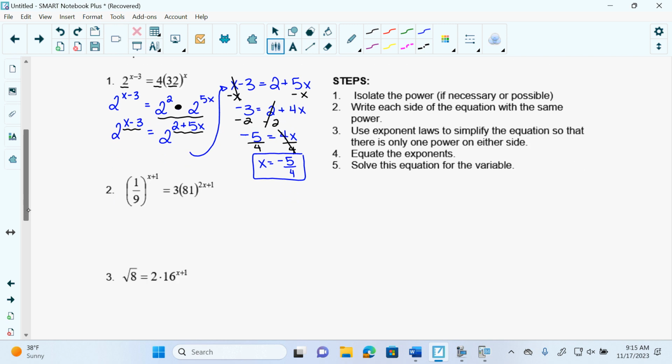What base can we make 2 all be? Can I divide the 3 over? No, this has an exponent. Can I make the 3 into the 81? No, the 81 has an exponent. So what base can I make them all be? Base 3. 1 over 9 is 3 to the negative 2.